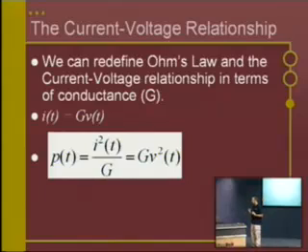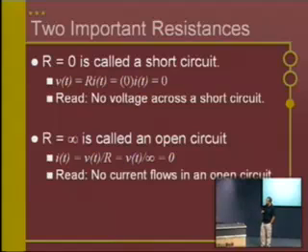So the current equals the conductance times the voltage. That's just the restatement of Ohm's law. And then we can restate both of the power equations, I squared over G and G times V squared. You can use those as you see fit, but like I said yesterday, I don't find them to be particularly useful. 2 important resistances we talked about, the short circuit.